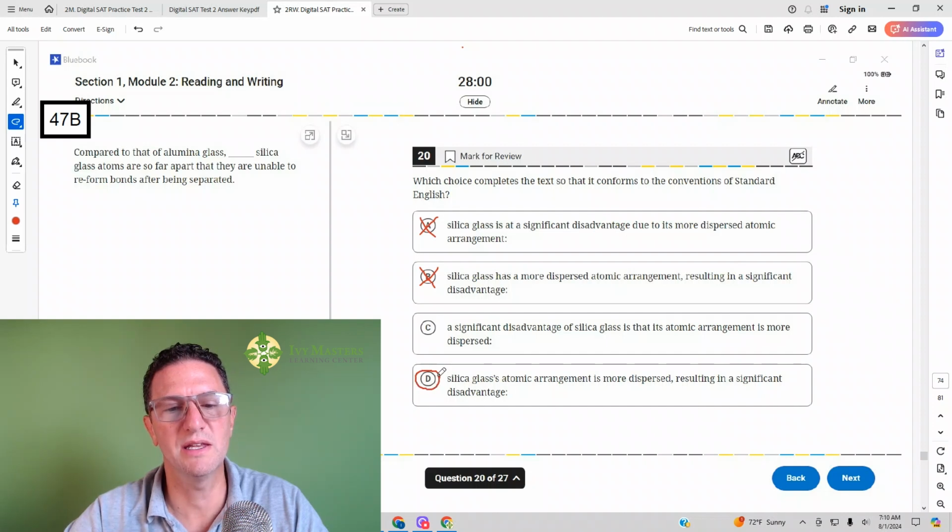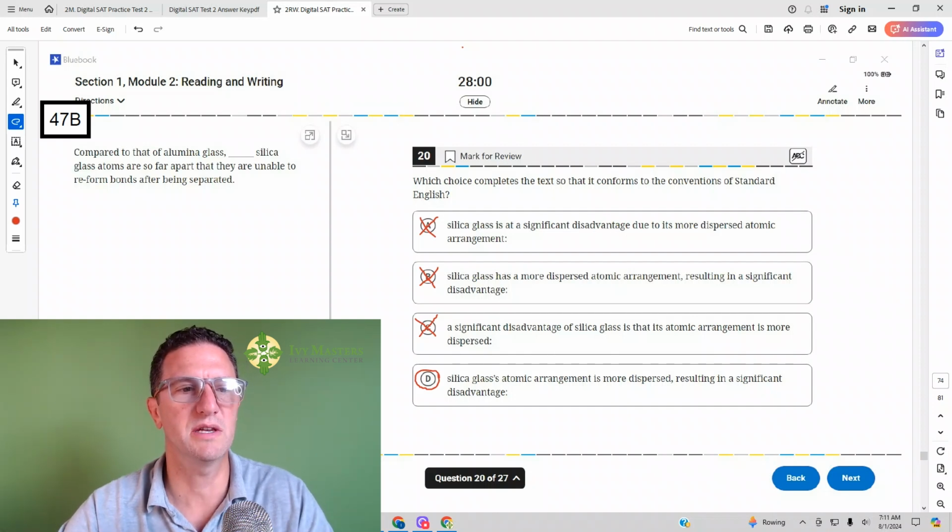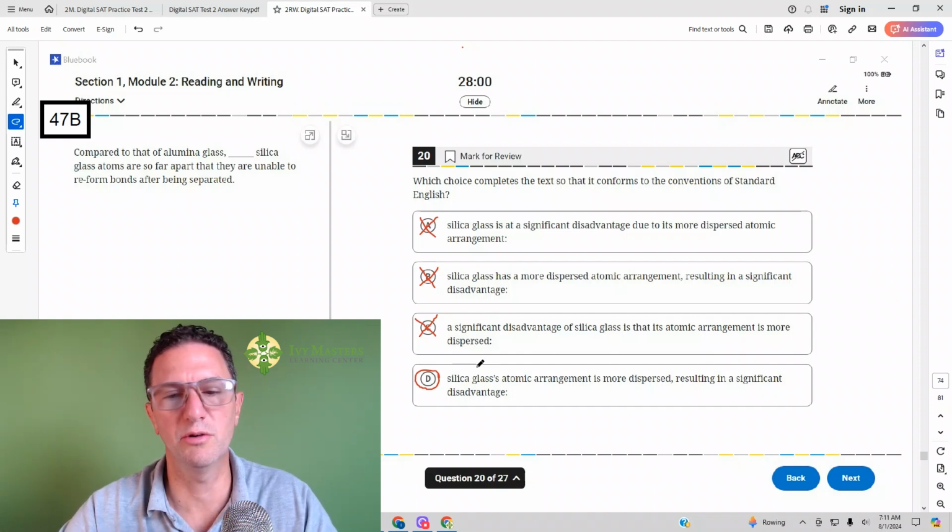So once again, it is logical to compare an atomic arrangement of aluminum glass to atomic arrangement of silica glass, not a disadvantage of one to a disadvantage of the other, even though answer choice C is parallel, having the same structure: something of aluminum glass, something of silica glass. D is your best answer.